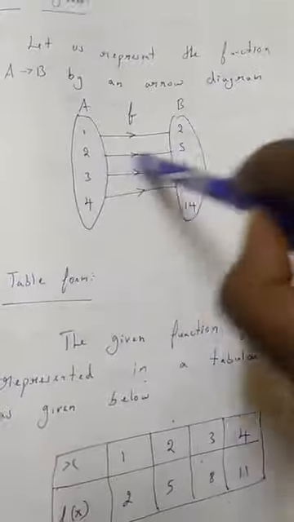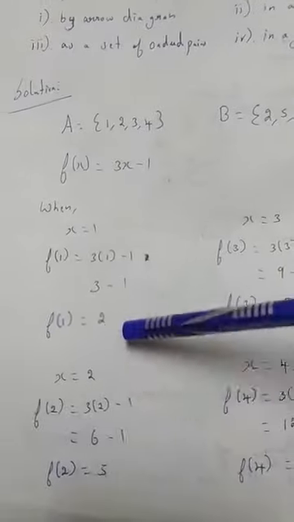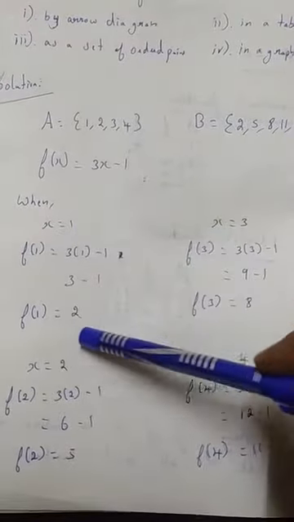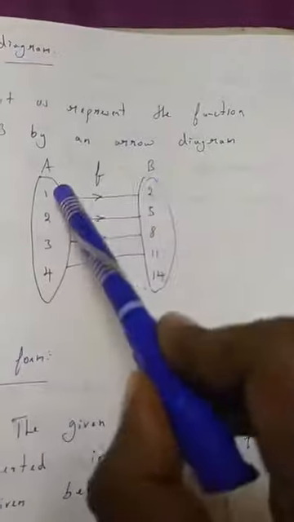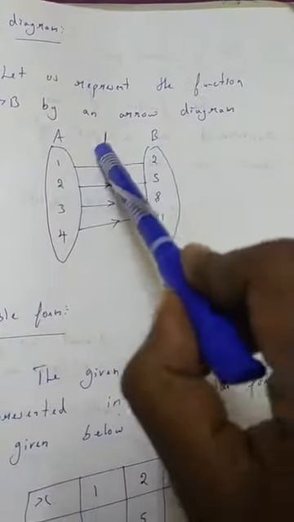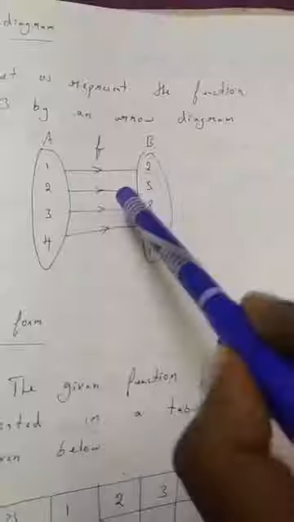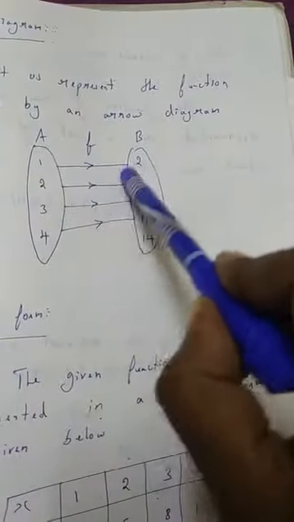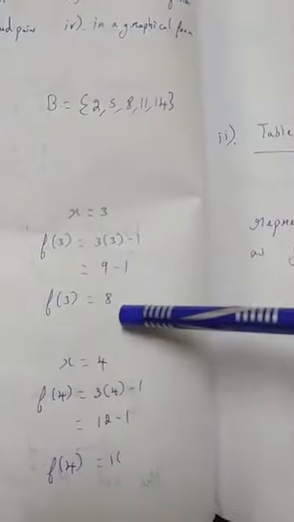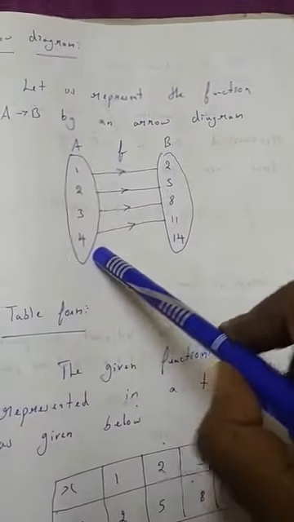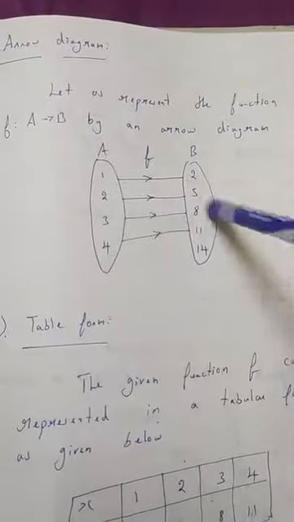Now we are going to connect. How? For that we found these relations. When x = 1, what is y? 2. Therefore 1 and 2 are related, so we connect 1 and 2. The same way, when x = 2, y is 5, so connect 2 and 5. For 3 it is 8, so 3 and 8 are connected. For 4 it is 11, so 4 and 11 are connected. This 14 doesn't have any pre-image in A. So that's all. This is the arrow diagram.